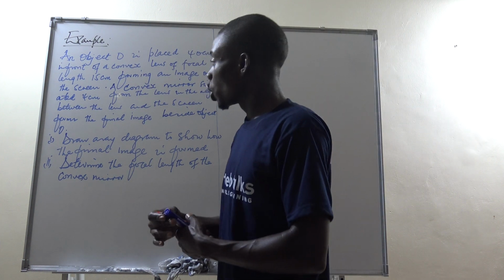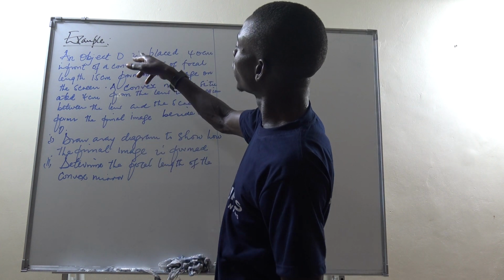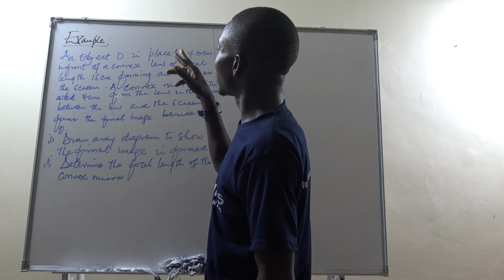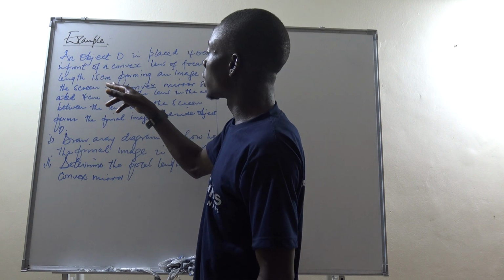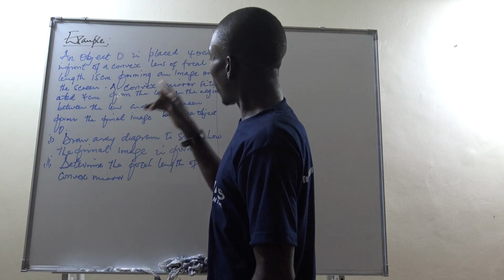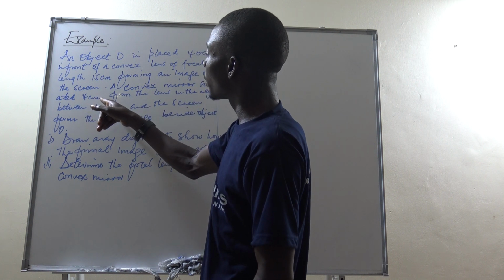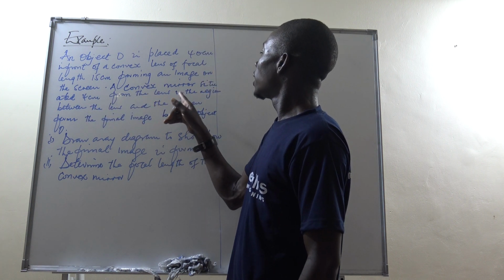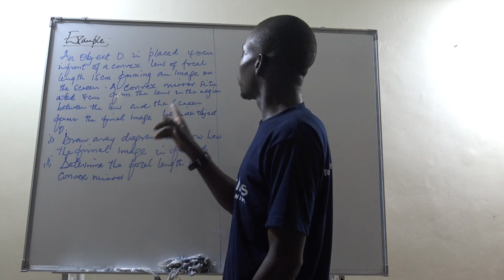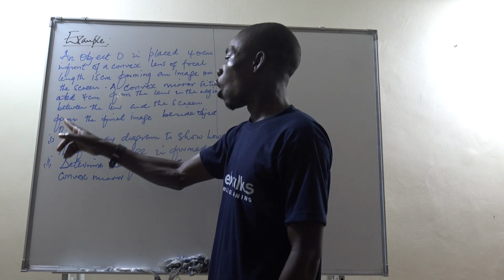Now, the question is, an object O is placed 40 centimeters in front of a convex lens of focal length 15 centimeters, forming an image on the screen. A convex mirror situated 4 centimeters from the lens, in the region between the lens and the screen, forms the final image beside the object O.